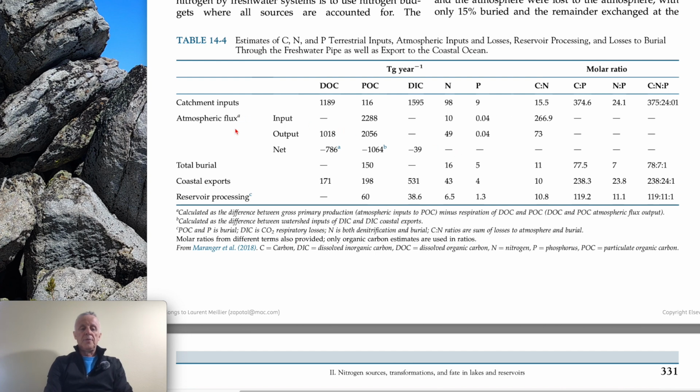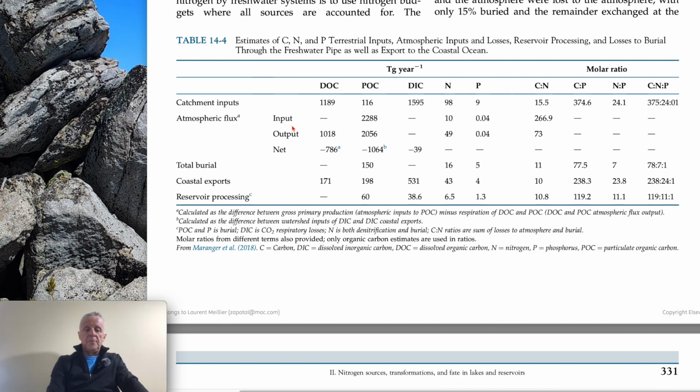We have catchment inputs, atmospheric flux, total burial, coastal exports, and reservoir processing. So what jumps out at us here? Let's look at the high and the low numbers. So catchment inputs, what dominates is the dissolved inorganic carbon. And we can see that definitely carbon dominates, 375 to nitrogen to phosphorus. So phosphorus is probably the laggard in this whole budget between those three elements.